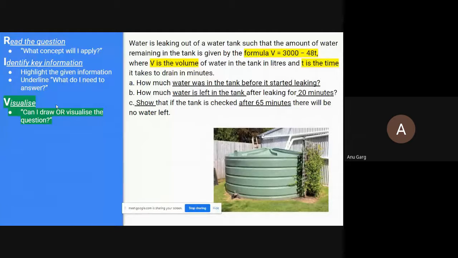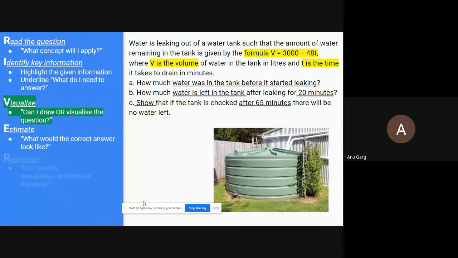So thinking, the picture is already given here, the diagram. But when you're visualizing, you are making a picture in your mind, because in some questions the picture may not be given to you. So if you are thinking about linear graphs, you can think about how it will look. If it's an equation, you are thinking about the equation. So that's your visualize step.